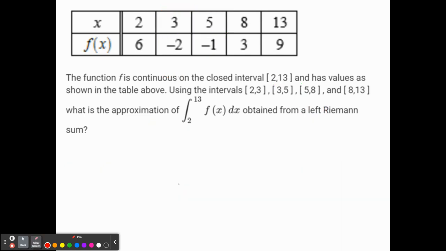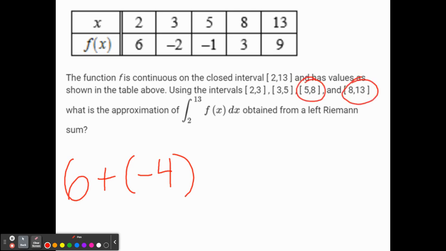So this means our first rectangle has an area of 6, our second rectangle has an area of -4, and I'm going to send you back into the lesson so that you can find the area of the last two rectangles and find the ultimate answer of this Riemann sum approximation.